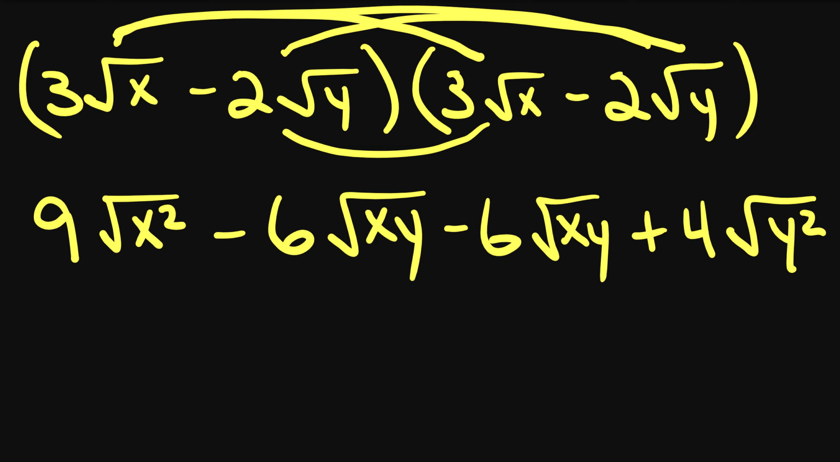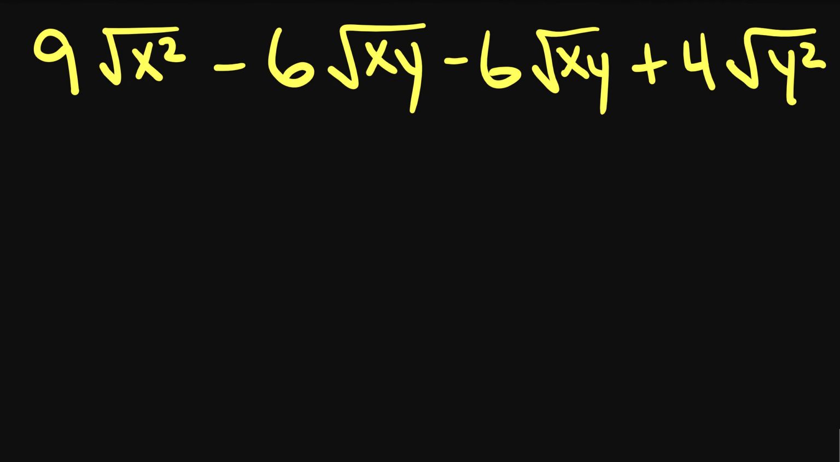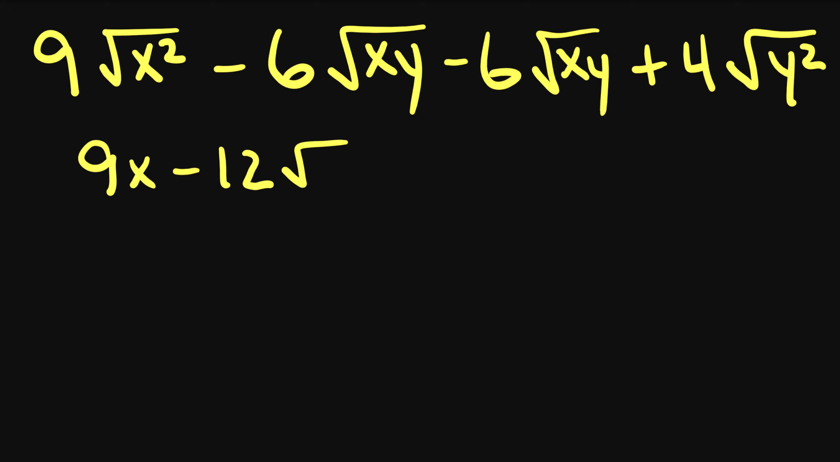Now I'll go through and simplify whatever I can. Scooch this up. So here I'm just going to have 9x. Square root of x squared is x. This will be -12 root xy. And that takes care of the 2 in the middle, plus 4. And the square root of y squared is y.